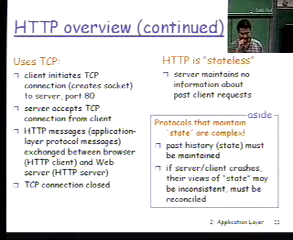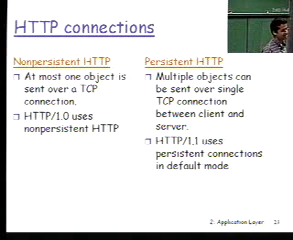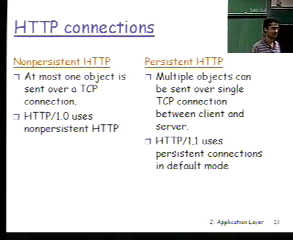Once you're done with the message, the TCP connection is closed. So what are the kinds of HTTP connections? There is non-persistent HTTP, which was the original design, part of HTTP 1.0. In non-persistent HTTP, at most one object is sent over one TCP connection.